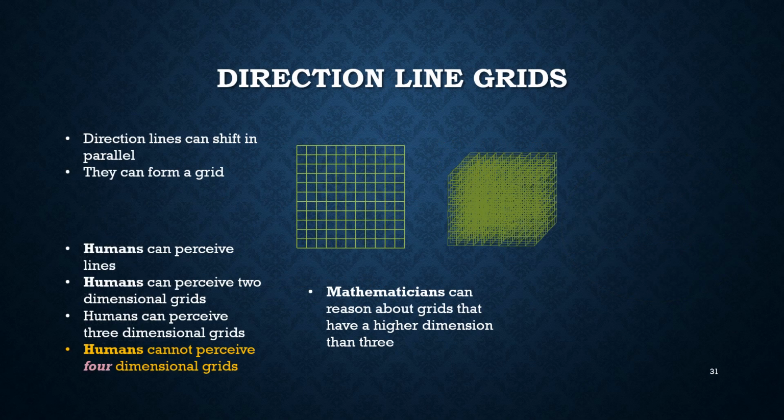Direction lines can shift in parallel. They can form a grid. Humans can perceive lines. Humans can perceive two-dimensional grids. Humans can perceive three-dimensional grids. Humans cannot perceive four-dimensional grids. Mathematicians can reason about grids that have a higher dimension than 3.